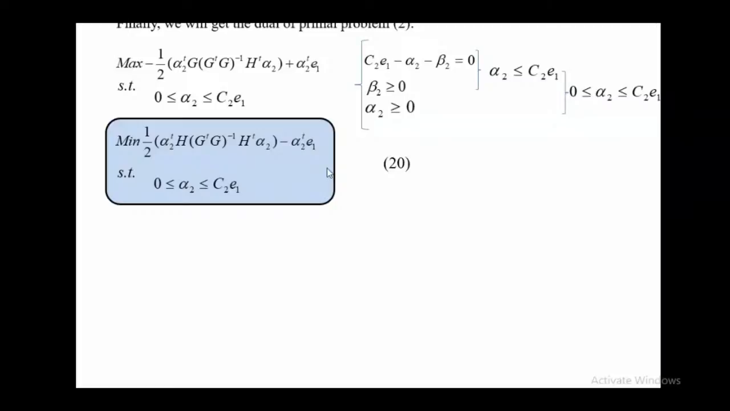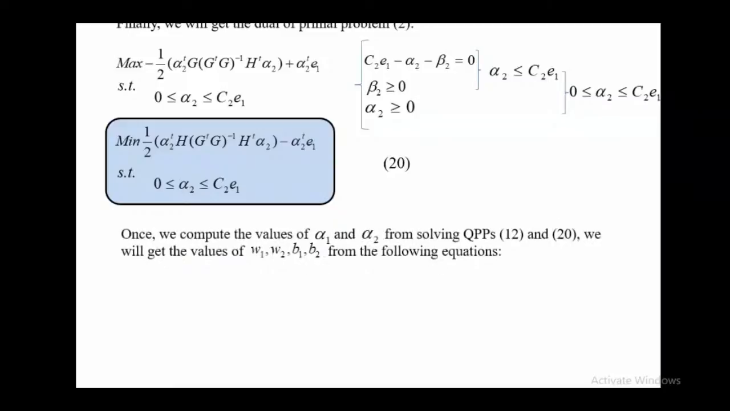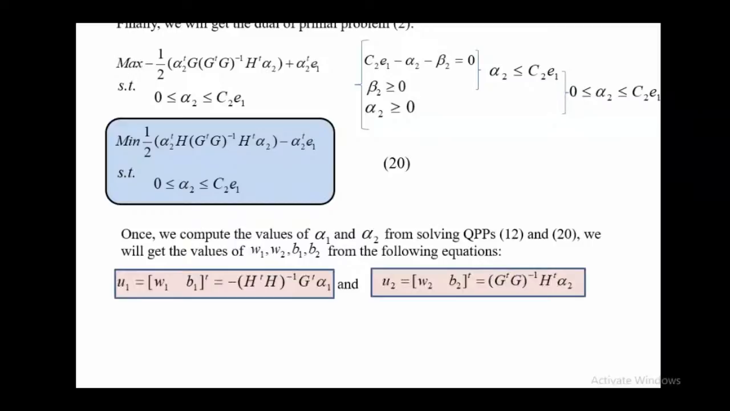Once we have alpha 1 and alpha 2, suppose we have already calculated them, you can find W1, B1 using U1 and U2, which you already calculated. In the same manner, when you have alpha 2, you can find W2, B2. Once we have W1, B1 and W2, B2, you already know your hyperplane equations: X transpose W1 plus B1 is equal to 0, and for the second hyperplane, X transpose W2 plus B2 is equal to 0.